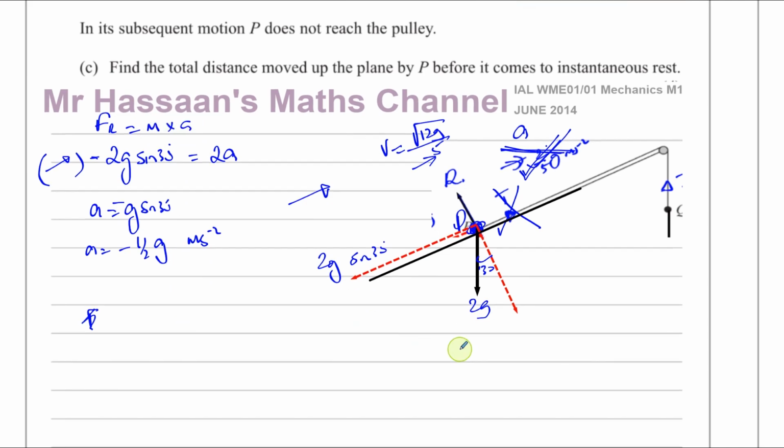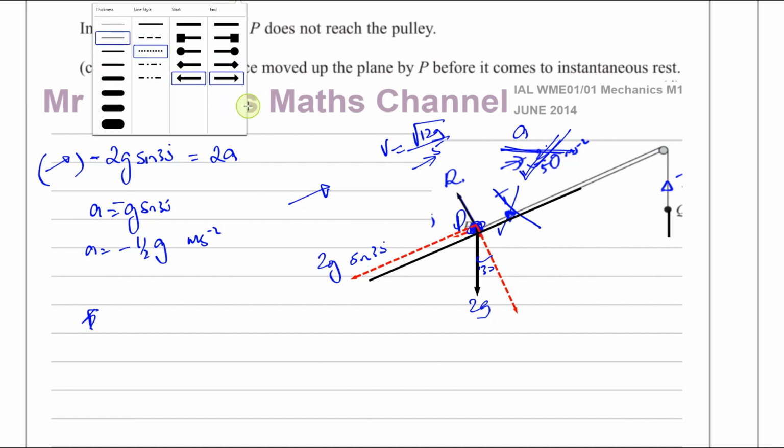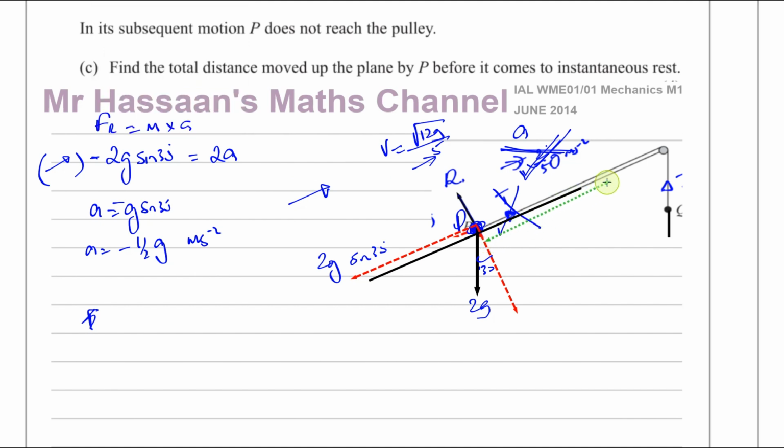Now what we can do is use suvat to decide how far this moves up the plane after Q has hit the ground. So it's going to move a certain distance up the plane. Now it's going to decelerate until it comes to rest. So at this point here, its speed is going to become 0 meters per second. So if we use our suvat equations, we want to find this distance that it moves. Let's call this X. So S equals X.